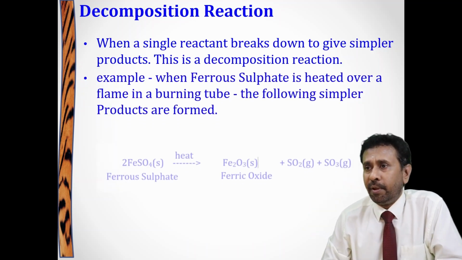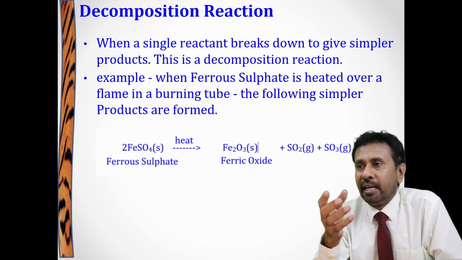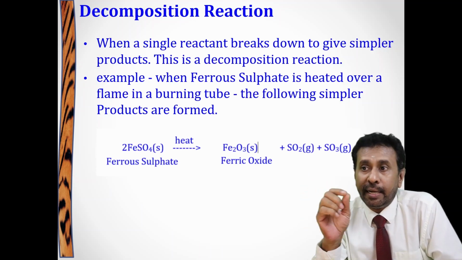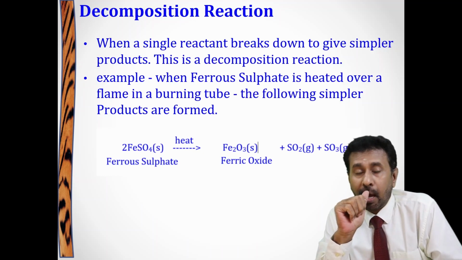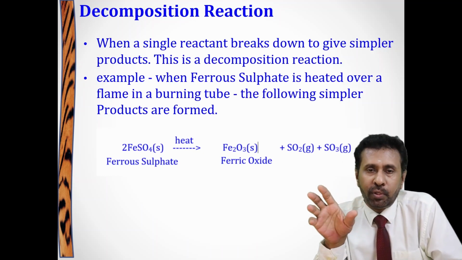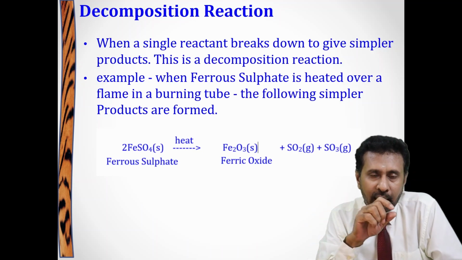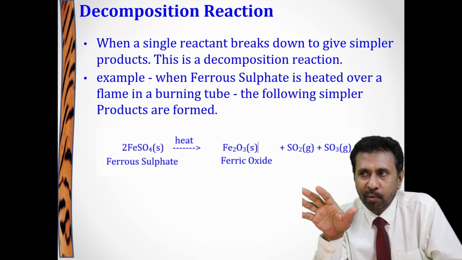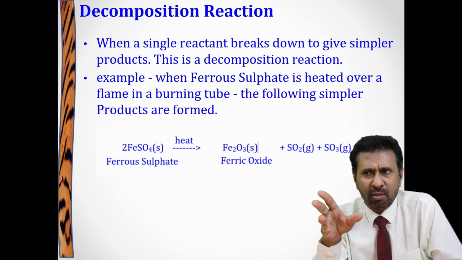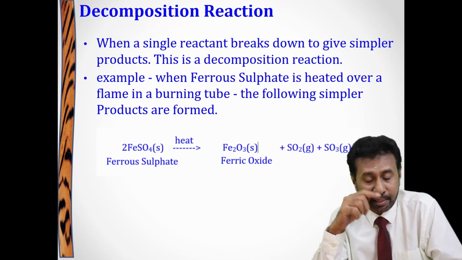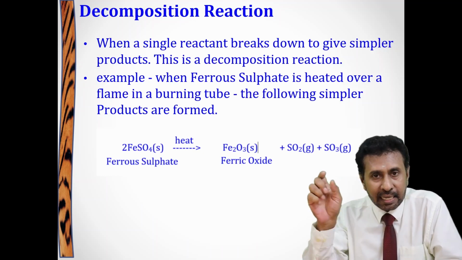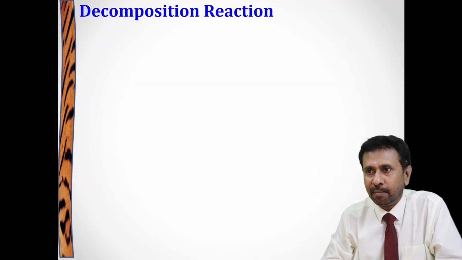An example is when ferrous sulfate is heated, it gives ferric oxide, sulfur dioxide and sulfur trioxide. Now I would request you to write it down in your rough note and closely try to understand how this is balanced. It's a very simple reaction, but it's a good exercise. Look at each and every element there and see how it gets balanced. It's interesting.